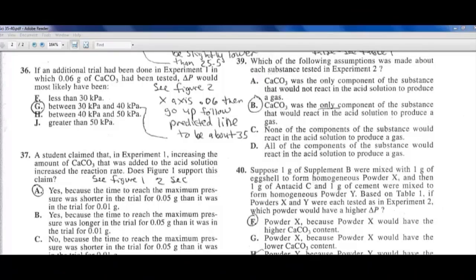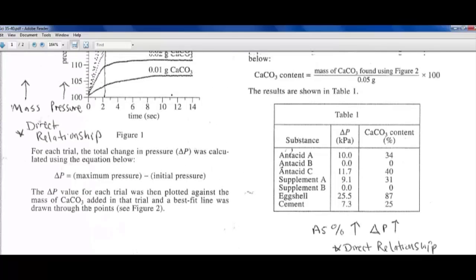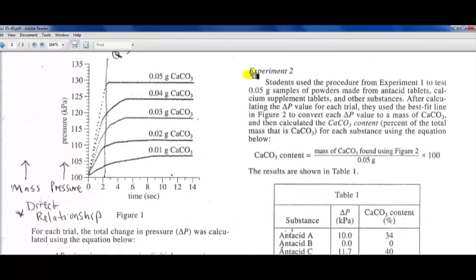Test 70A, Science, Practice Problem, number 39. Number 39 states, which of the following assumptions was made about each substance tested in Experiment 2? So first thing we want to do is go to Experiment 2 and get an overview of what's going on here. First of all, Experiment 2 is right here.